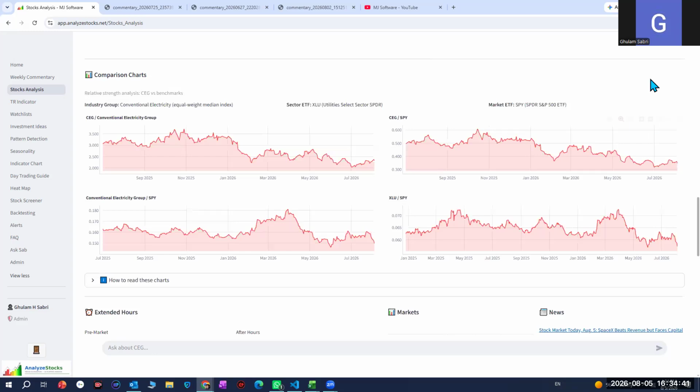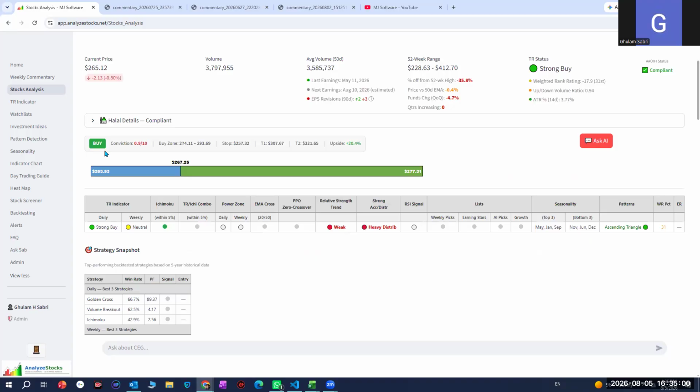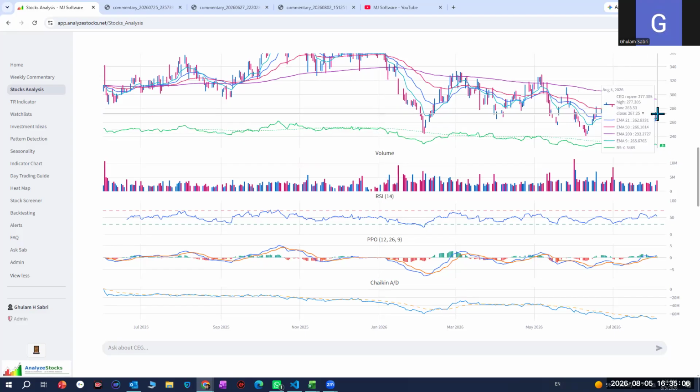And what about these comparison charts? Take a look at this comparison. Do you see any green here? It's a weak stock in a weak sector. The sector is utilities, which is weak, and the stock is weak within its own group. So that's why the conviction score is low. Although it's saying buy, maybe because the TR indicator is sensing that it is turning the corner.